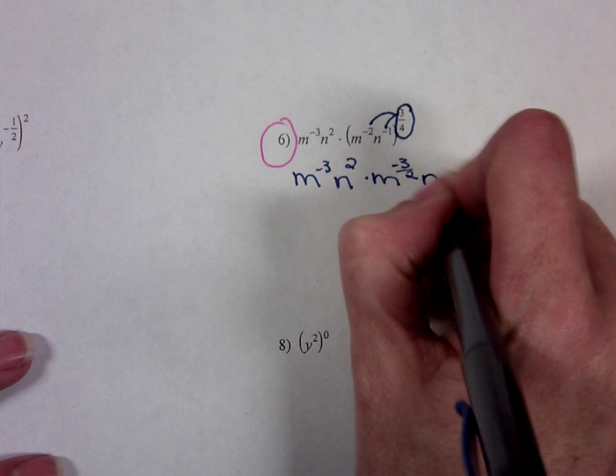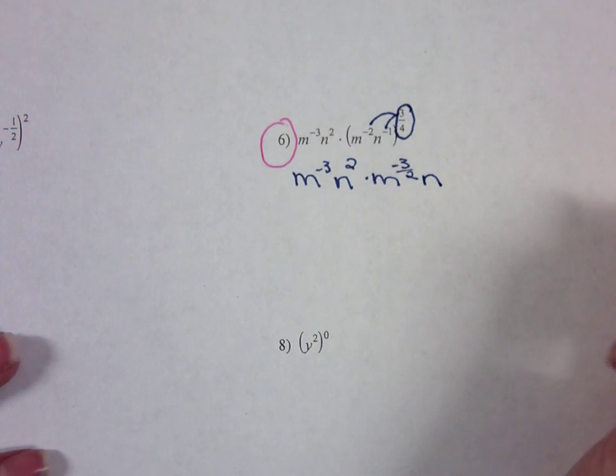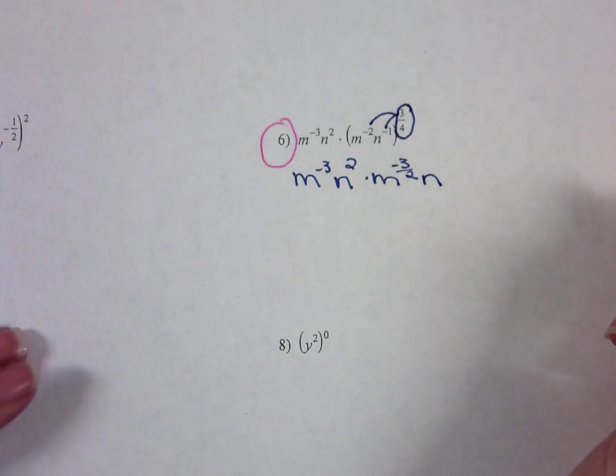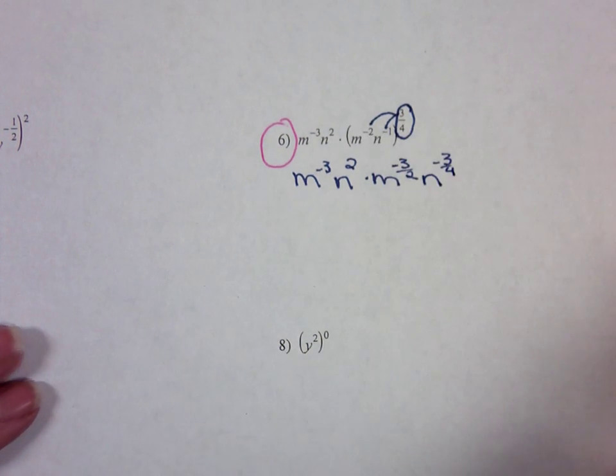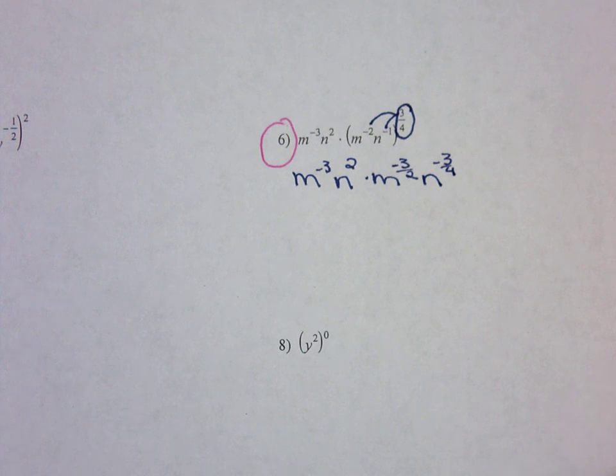And n, -1 times 3/4, come on. What? -3/4. All right, so we cleared the parentheses.